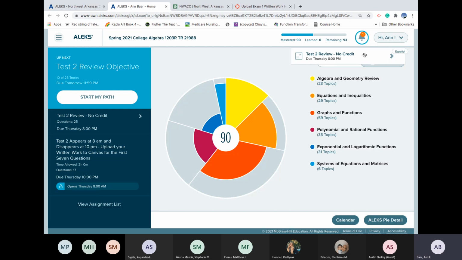There's no way for me in the Alex software to indicate to it that those are your written work required topics. So I put them in this assignment.